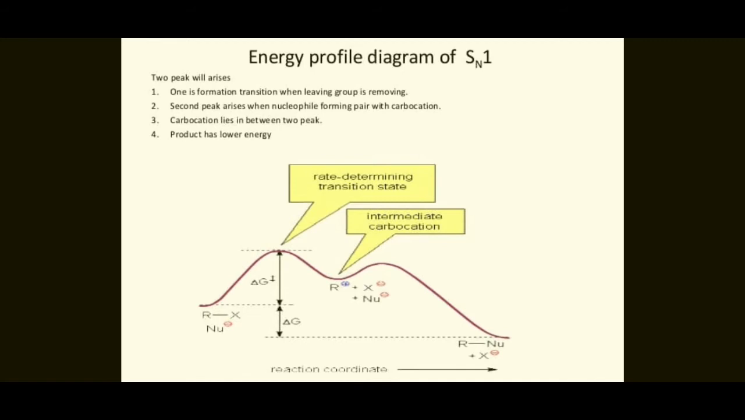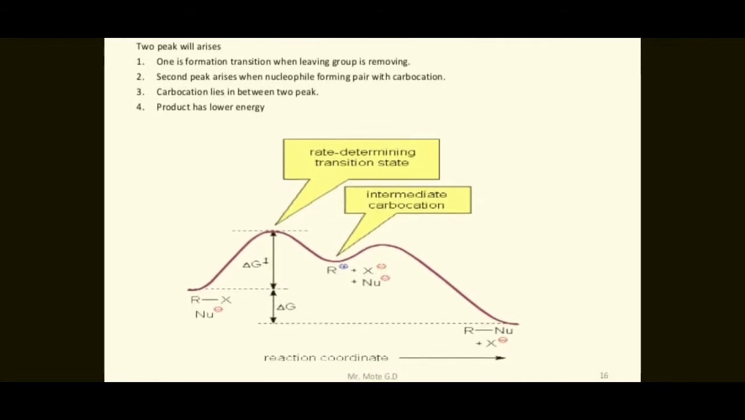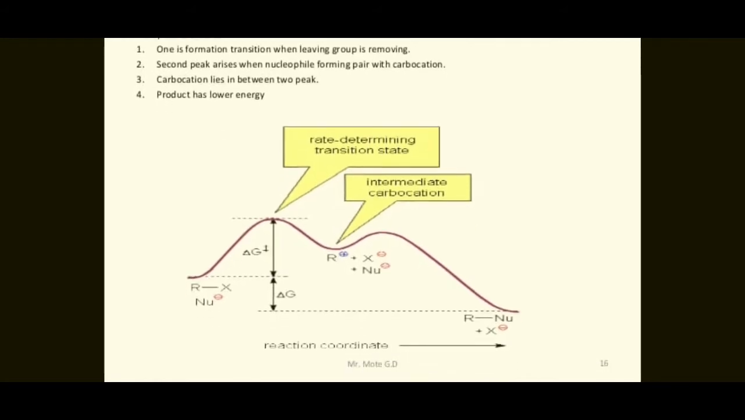Two peaks arise. One is the formation of the transition state with the leaving group removing, and the second peak arises with the nucleophile forming a pair with the carbocation. The carbocation lies in between the two peaks, and the product has lower energy. The rate determining transition step and the intermediate contribute as the reactant converts to the product; it is the rate determining step.